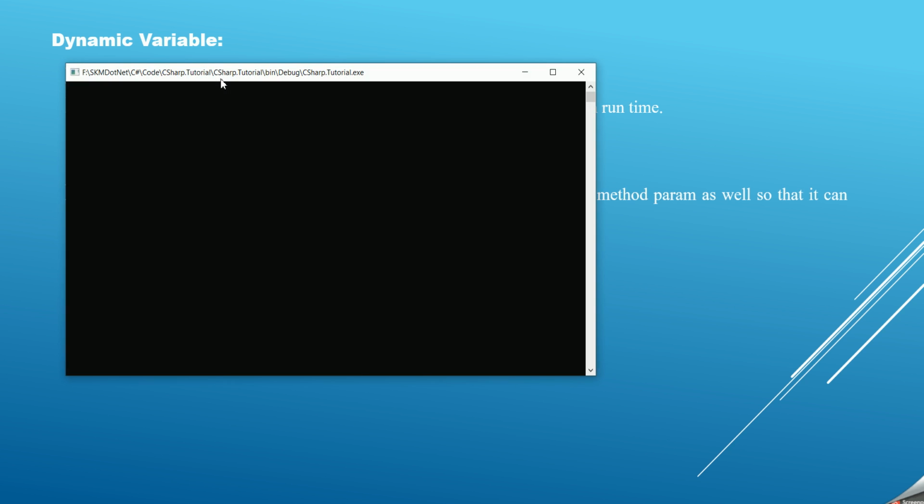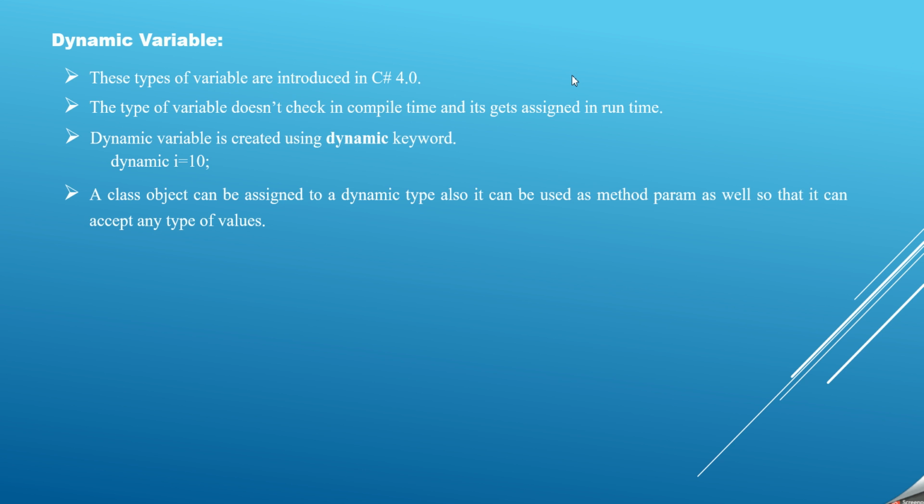A class object can be assigned to a dynamic type also. It can be used as a method param as well, so that it can accept any type of value. We had a restriction with the implicit variable, the var keyword, where we can't declare an implicit variable as a param to a particular function or method, or assign a type or class object. But here we are not having such a restriction and we can go for it, and it doesn't give type checking in the IDE.